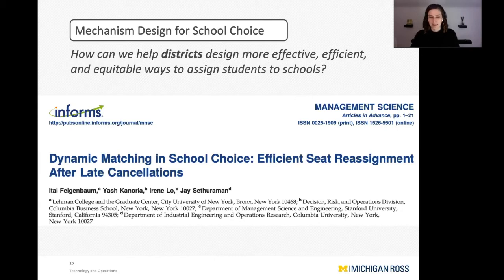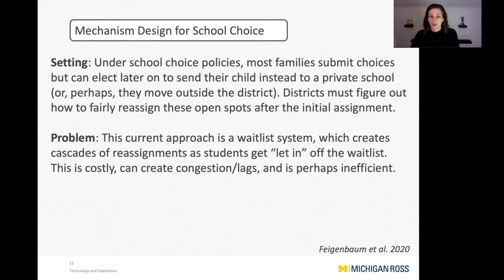And this paper is by a different Itai, Itai Feigenbaum, Yash Kanoria, Irene Lo, and Jay Sethuraman. And this is about thinking about what's going on when choice allocations are not always taken up. And how do you deal with the fact that some students choose an alternative? So in New York City, which is their setting, most families submit choices for their high schools, but they do so early on in 8th grade.